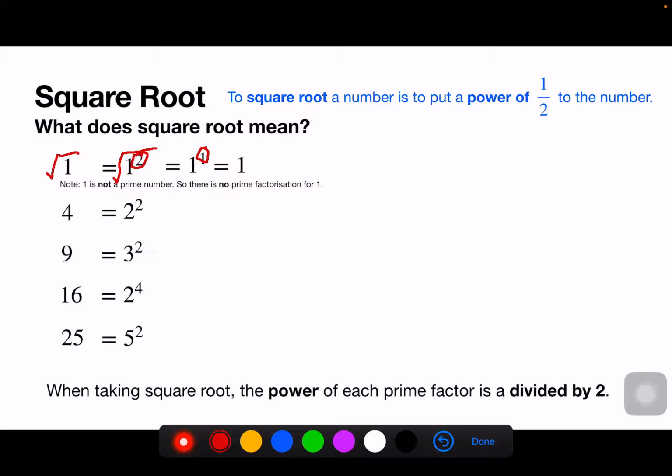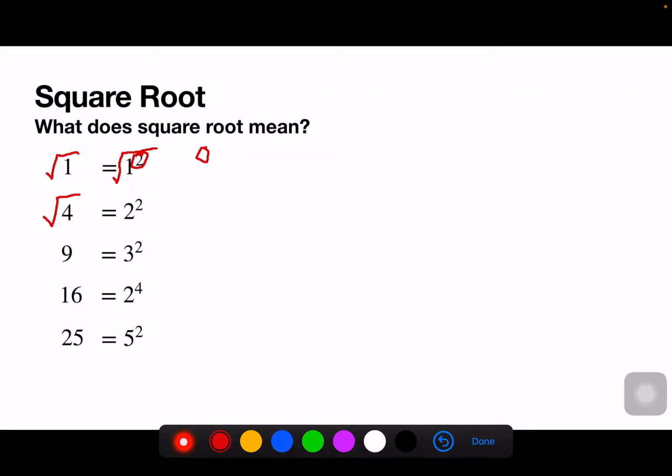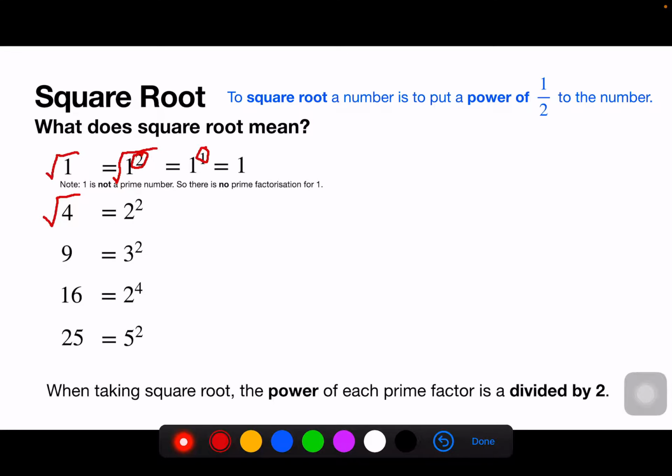Alright. What about the next one? Square root of 4. How do we get the square root of 4? Using its prime factors. Now we know that 4, when expressed as a product of its prime factors, is 2 squared. So 4 is equal to 2 squared. So when you take square root of 4, it's taking the square root of 2 squared. Again, this power here, we divide it by 2. So when you divide by 2, the power of 2 becomes 2 to the power of 1. There you go. So remember, divide the power by 2. So you get 2 to the power of 1, which is 2.